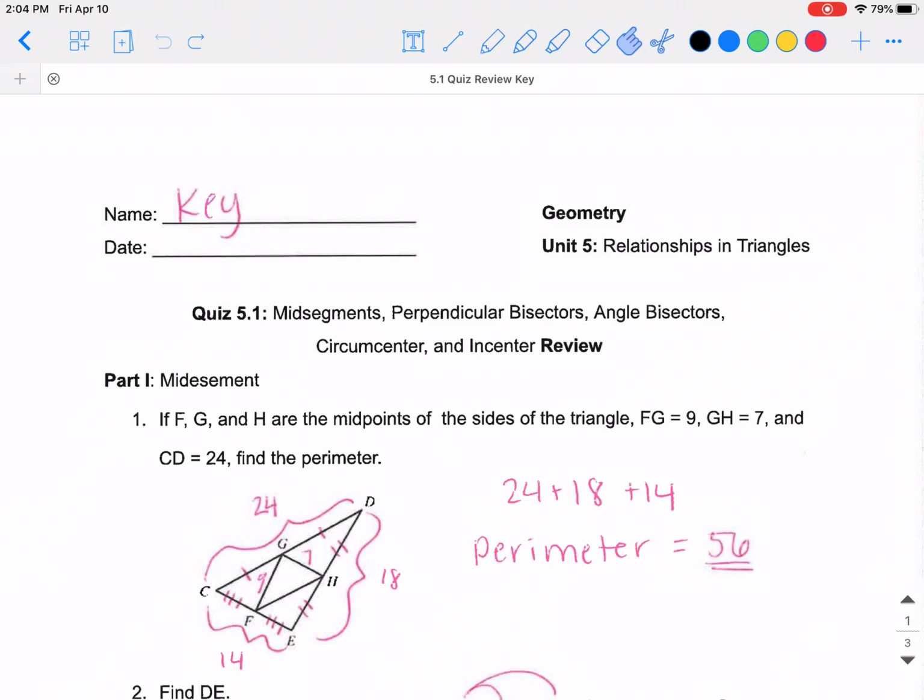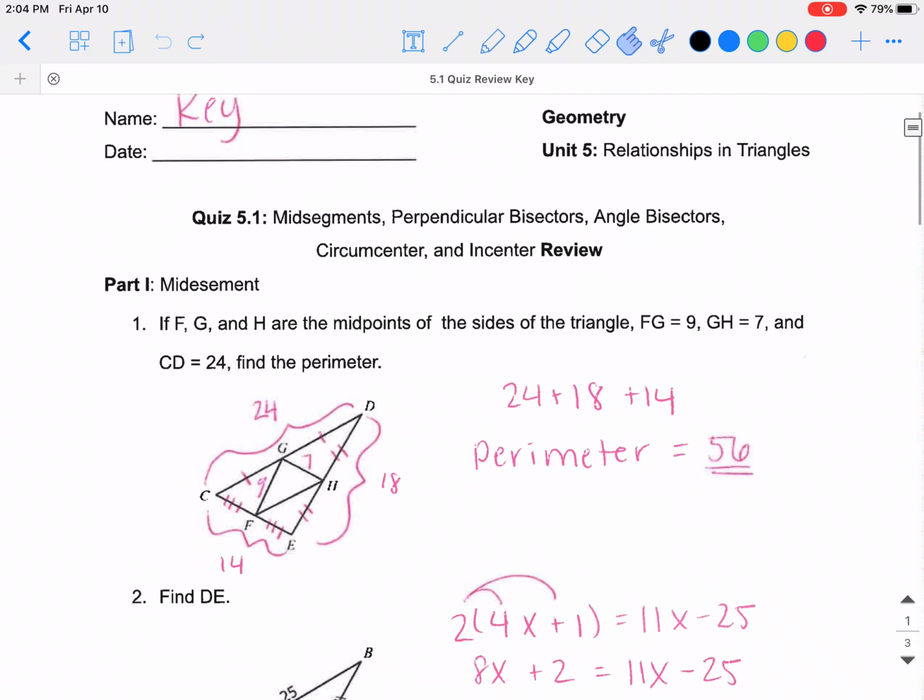I'm just going to go through this 5-1 quiz review. The questions on the quiz are very similar to the review. So if you use this to help you with the quiz, that'll probably bring your grade up a little bit.